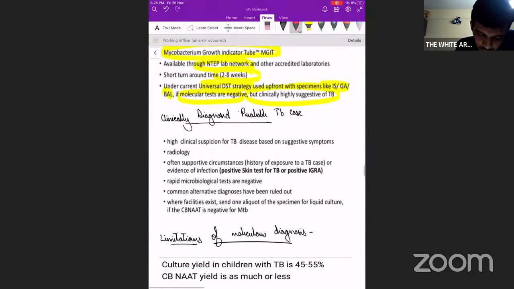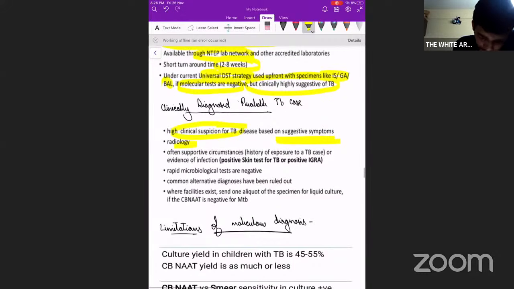So clinically diagnosed probable tuberculosis. High clinical suspicion of tuberculosis disease based on suggestive symptoms or radiology, okay? And there are other supportive evidence like history of exposure to a TB case, or there is evidence of infection by positive skin test, okay? Rapid microbiological tests are negative and common alternative diagnoses have been ruled out. So whenever there are facilities existing, start the treatment, and before starting the treatment, send for liquid culture, okay?